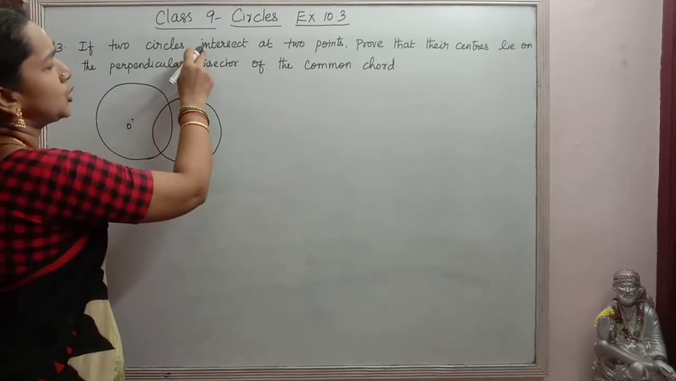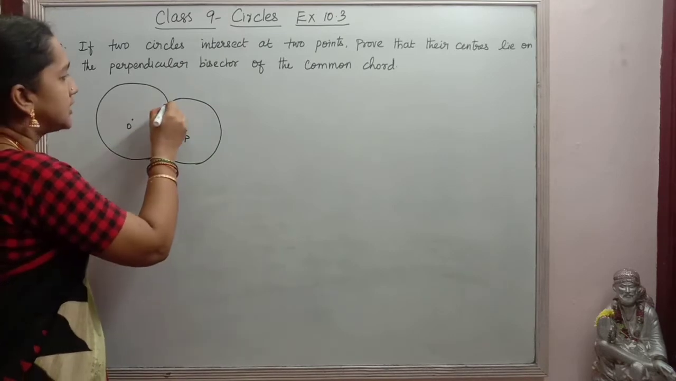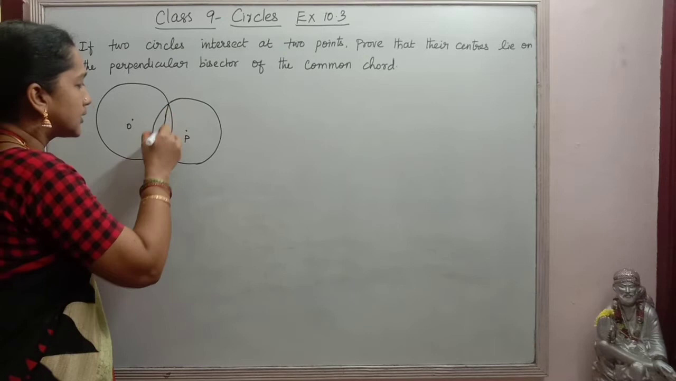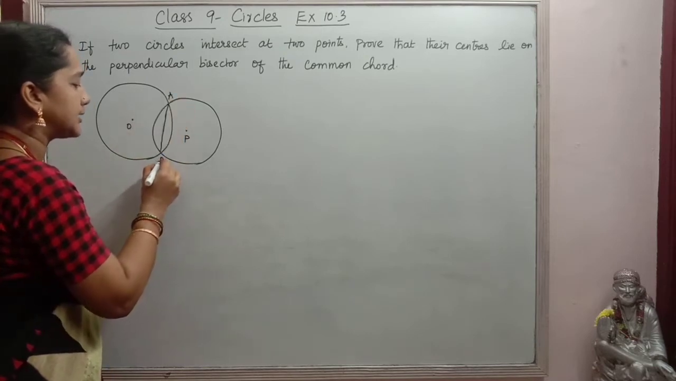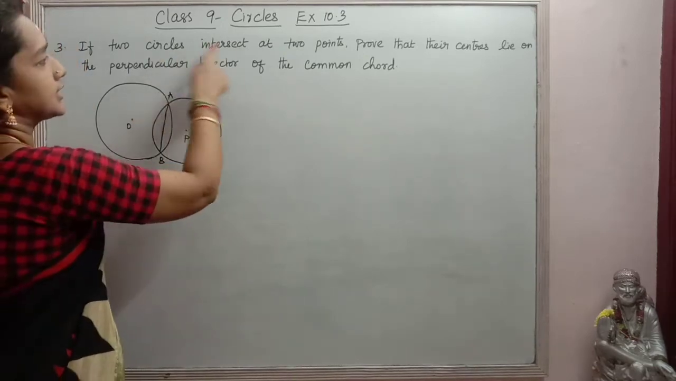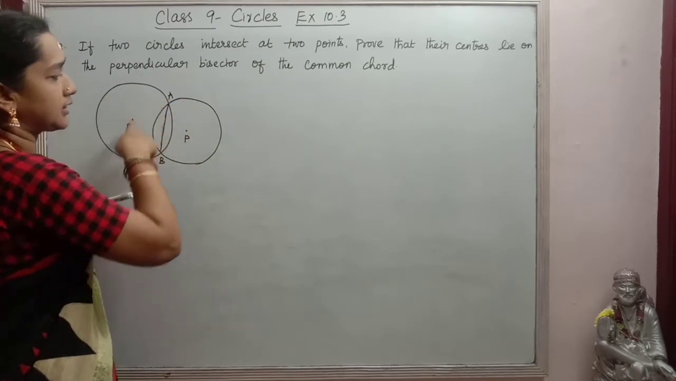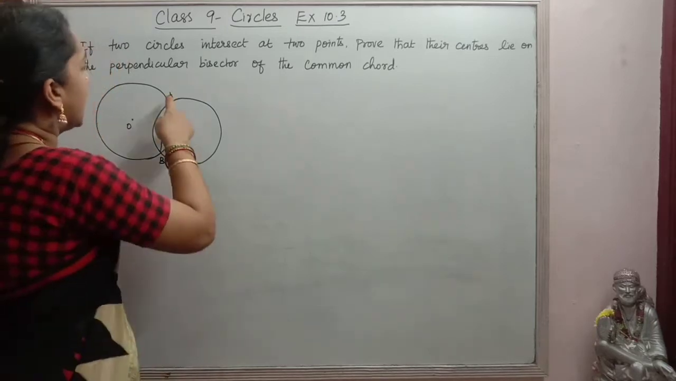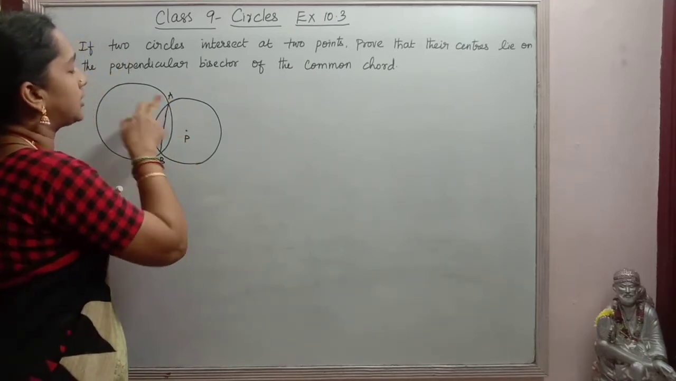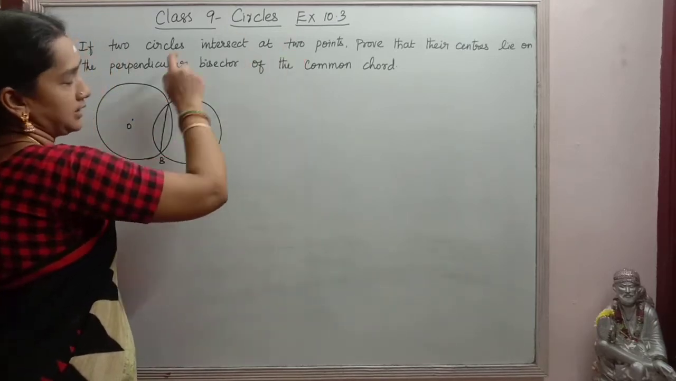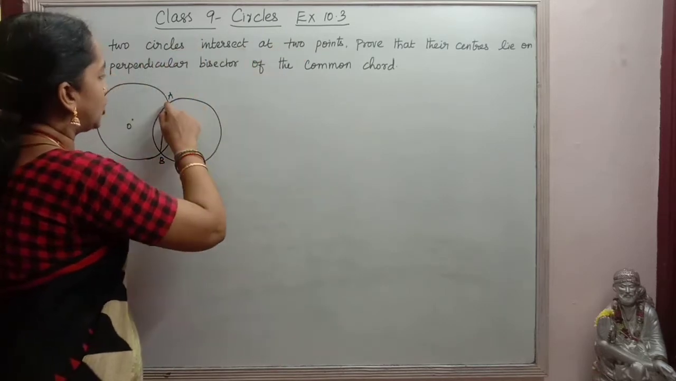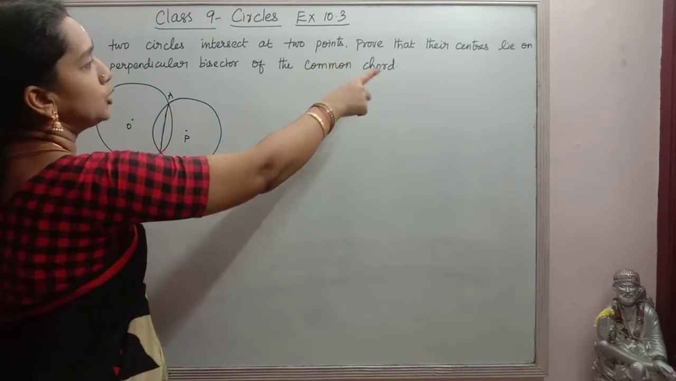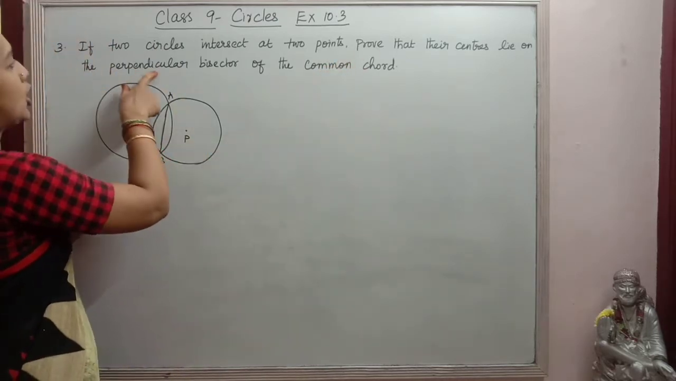Then, two circles intersect at 2 points. So, this will be the common chord. We will take that common chord as AB. So, these are the two circles. We will give the name of the circles as O and P. And this AB be the common 2 points. So, at these 2 points, they are intersecting.